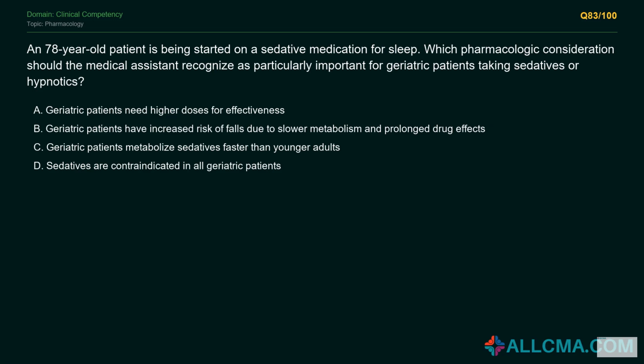Option A, geriatric patients need higher doses for effectiveness. Option B, geriatric patients have increased risk of falls due to slower metabolism and prolonged drug effects. Option C, geriatric patients metabolize sedatives faster than younger adults. Option D, sedatives are contraindicated in all geriatric patients.